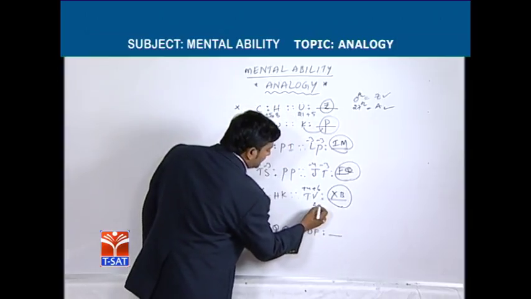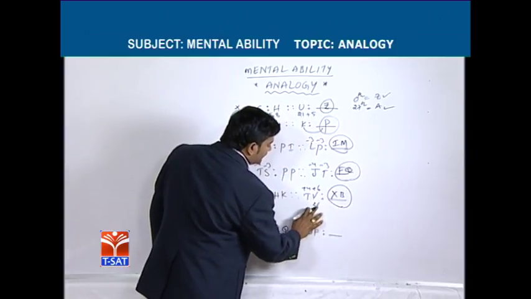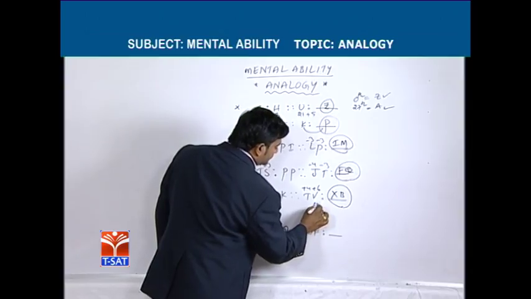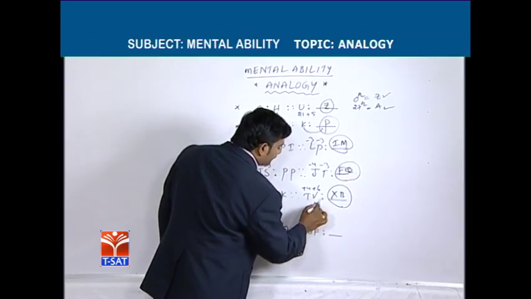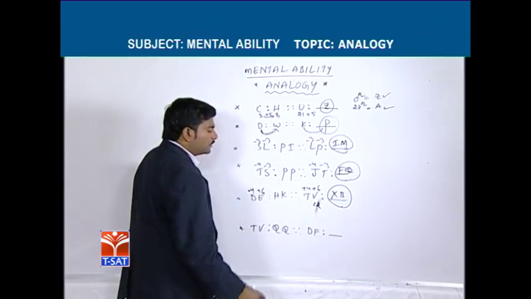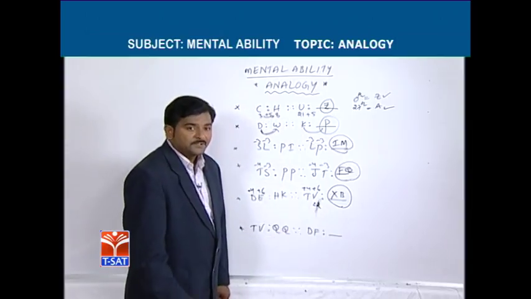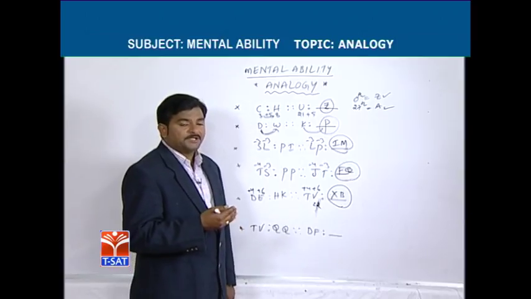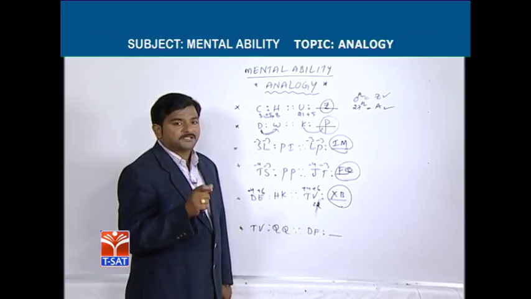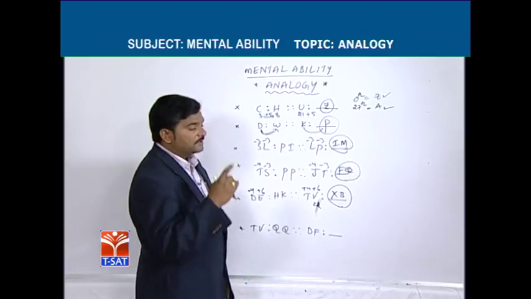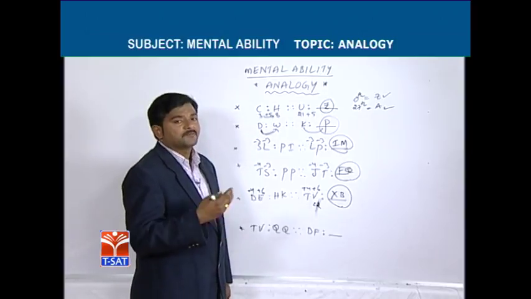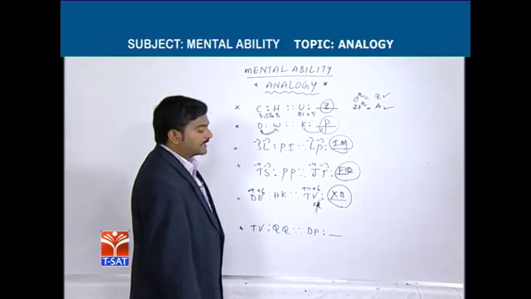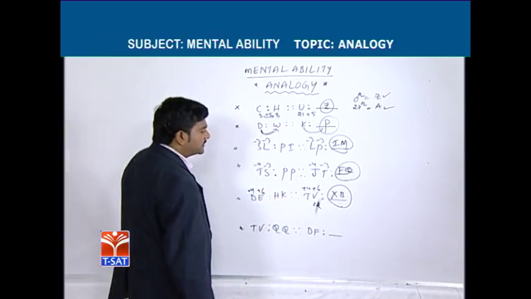V means 22, and 22 plus 6 is 28. To find the 28th letter, we need to subtract one set. One set is equal to 26 letters. 28 minus 26, what am I getting? 2. Hence the second letter in the alphabet is B, and hence XB is the answer.